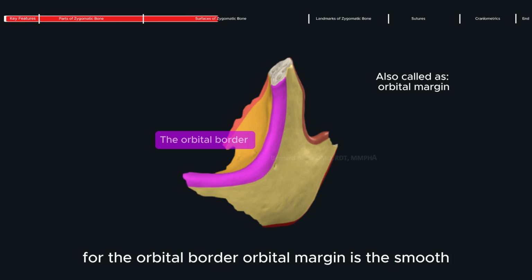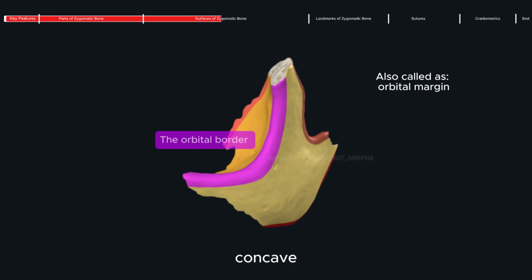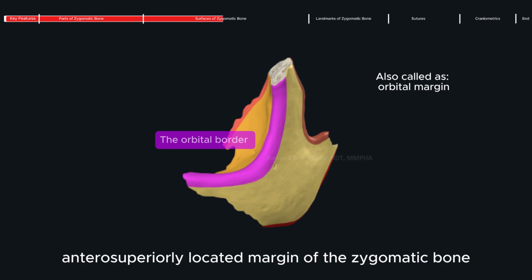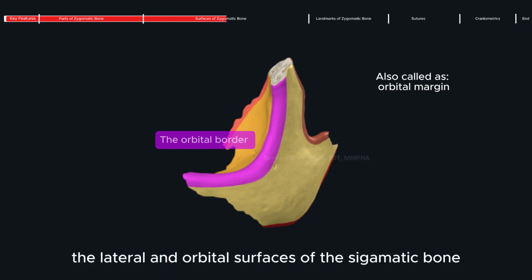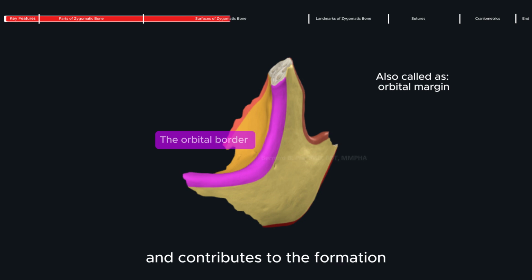4. The orbital border, or orbital margin, is the smooth, concave, anterosuperiorly located margin of the zygomatic bone. It separates the lateral and orbital surfaces of the zygomatic bone and contributes to the formation of the infraorbital margin.